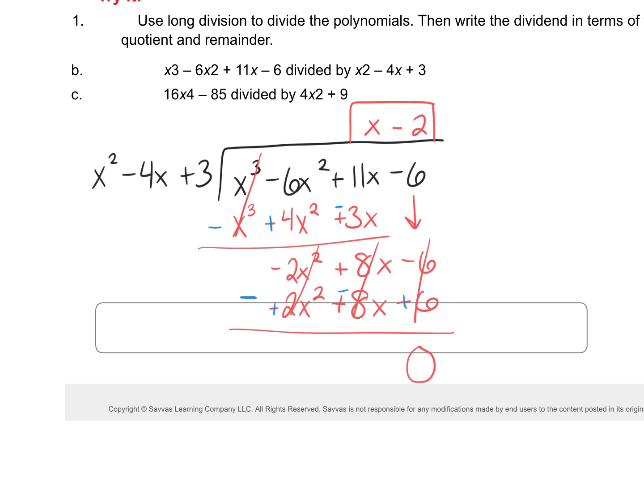Let's talk about example B on there. Don't write anything down yet. Right now it says 16x to the 4th minus 85. What do you notice? What's wrong with it? There's no regular x, just x. Notice how it goes from x to the 4th straight to a constant. What do we normally have in the middle there? Like x to the 3rd, x squared.